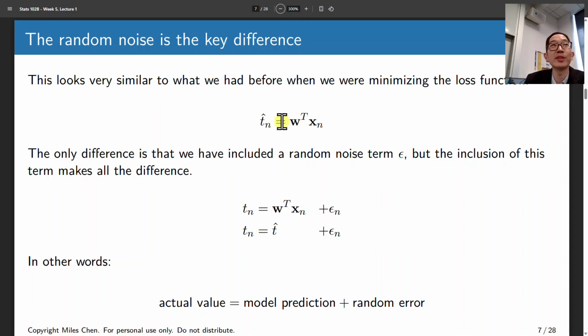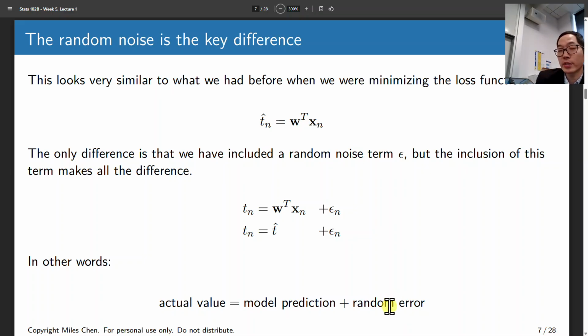This looks very, very similar to what we had before. Earlier we said W transpose X sub n gives us our predicted value, our nth predicted value, T hat sub n. The only real difference is that T sub n, the actual nth value of T, is basically the predicted component, T hat sub n, plus our epsilon. So the actual value is just our model prediction plus random error. We still have a model, and we just have a way to link our model to the actual value by saying there is a random error component.